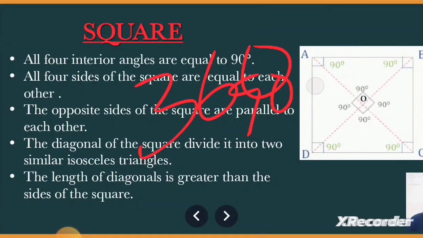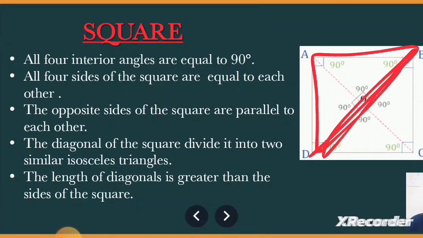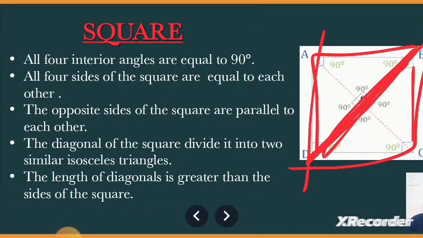In a square, the diagonal is always greater than the side of the square, and the diagonal divides the square into two equal isosceles triangles. In a square, the opposite sides are parallel to each other. And that's all about square.